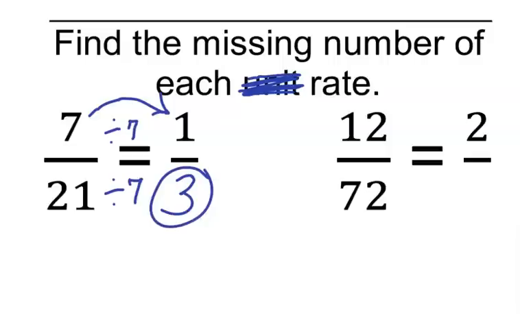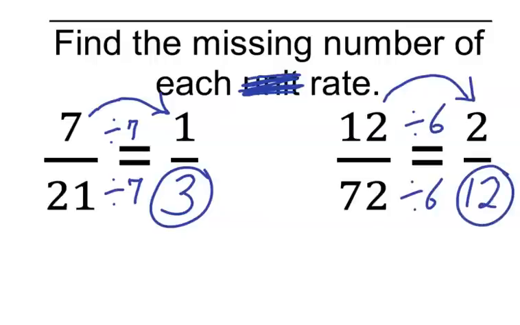How about from 12 to 2? Well, we have to go from 12 down to 2, which means we're probably not going to multiply. We're probably going to divide. So 12 divided by what will give you 2? Well, 12 divided by 6 will give you 2. So 72 divided by 6. What is 72 divided by 6? That is 12. So there's our answer. For this one, the missing number is 3. For this one here, the missing number is 12.